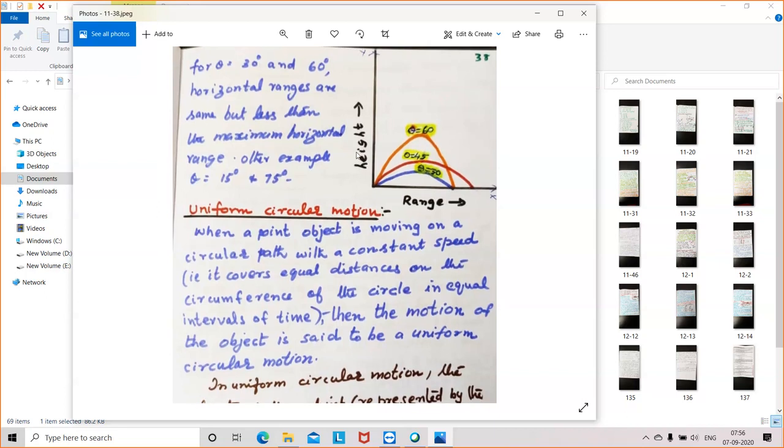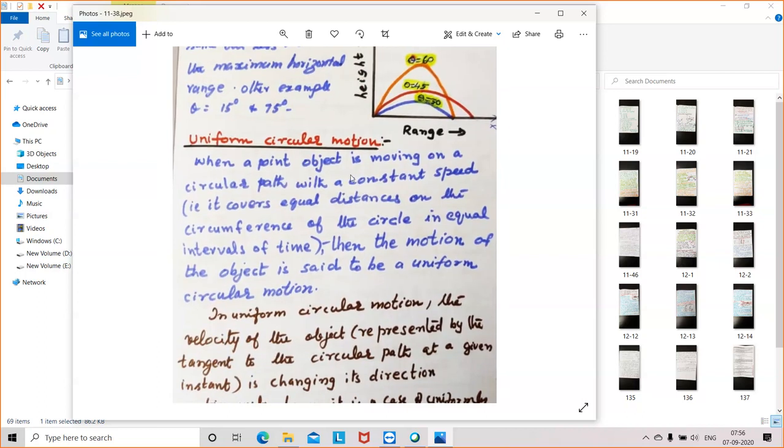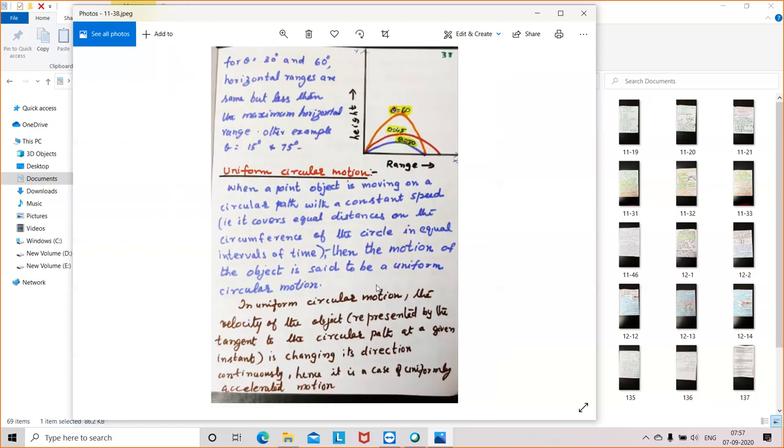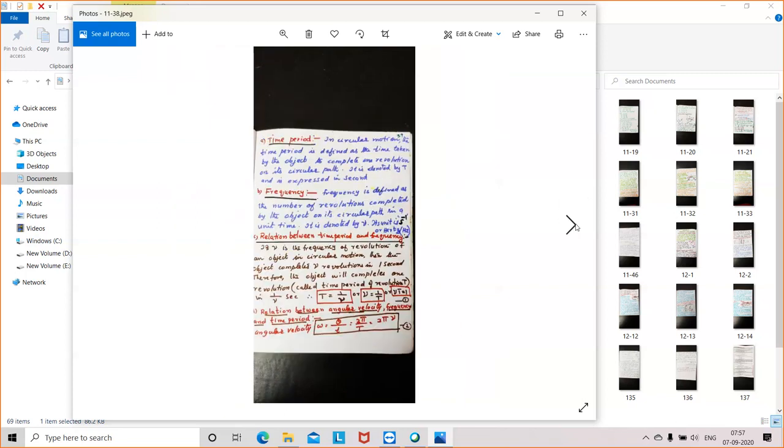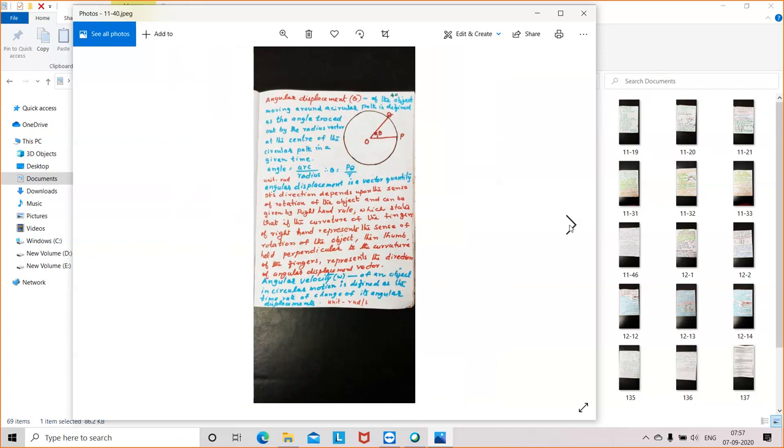Next we have to study uniform circular motion. What is uniform circular motion? When a body moves in a circular path with uniform velocity. Uniform velocity means the magnitude of velocity is the same, but the direction of velocity is changing at every instant. To show that, I will show a figure. The direction of velocity is changing all the time.